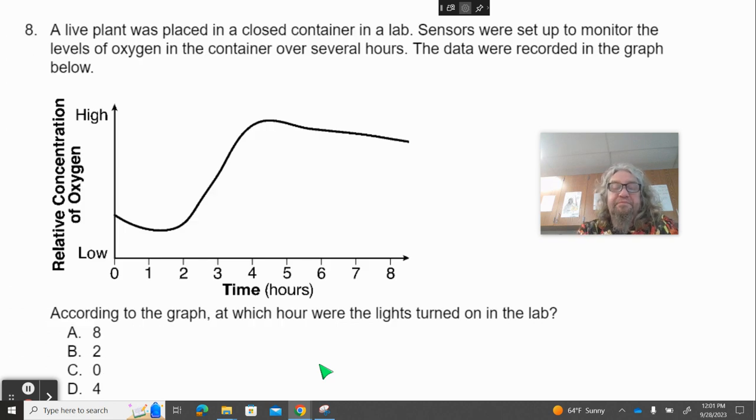Number 8. A live plant was placed in a closed container in a lab. Sensors were set up to monitor the levels of oxygen in the container over several hours. The data were recorded in the graph below. According to the graph, at which hour were the lights turned on in the lab?